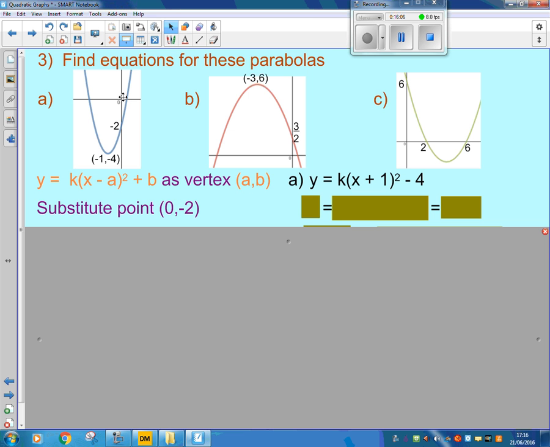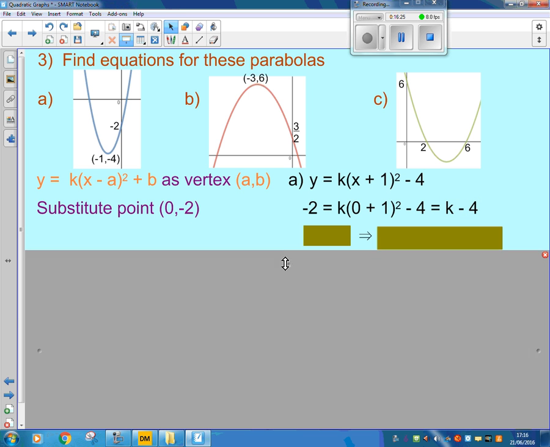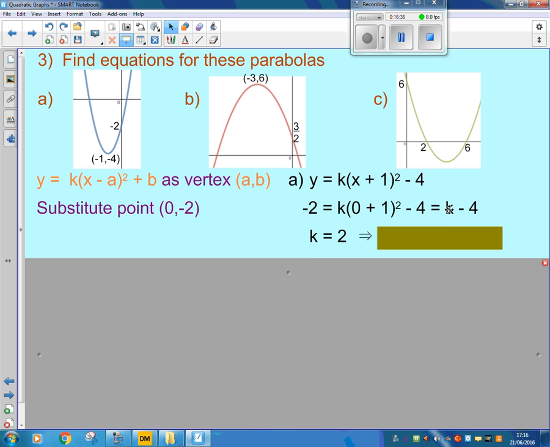So substitute in the point we're given, 0, minus 2. That means replace the y by minus 2, replace the x by 0. 0 plus 1 is 1, square it becomes still 1. So what you've got is 1 lot of k, take away 4. You're told minus 2 is the same as k take away 4. Well, k will be, with the minus 4 across becoming plus 4, minus 2 plus 4 is 2. So k is 2, 2 take away 4, coming to minus 2, you can see it's working.